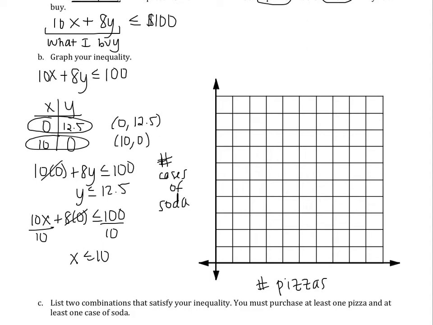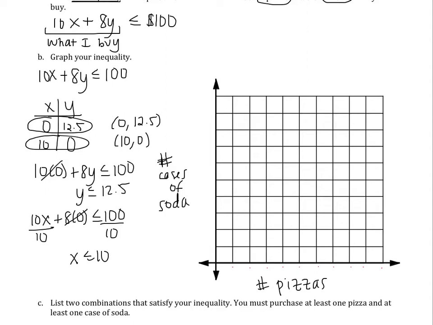Okay. Now I'm going to need to figure out how I'm scaling, what I'm counting by. So first thing I'm going to count is how many boxes are actually here. I have 1, 2, 3, 4, 5, 6, 7, 8, 9, 10. I only have 10 boxes. 12.5 is not going to fit.